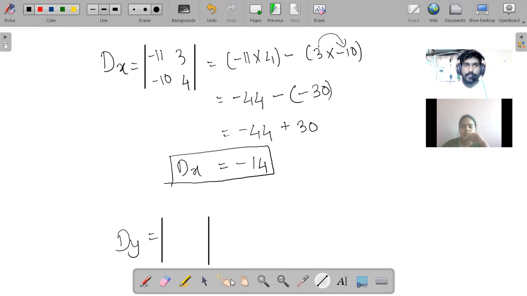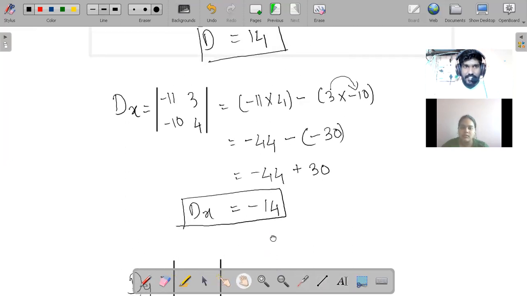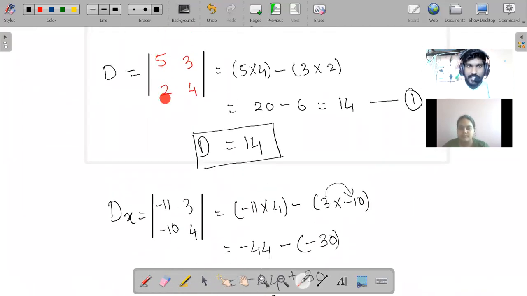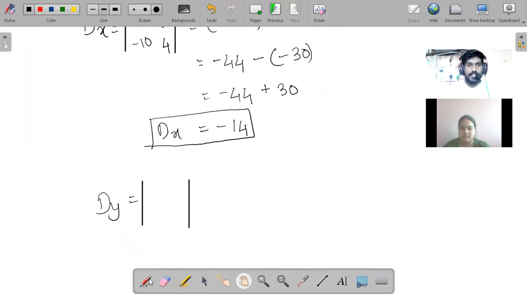Minus 10 upon minus 10 and minus 11. I didn't understand. Minus 11 and minus 10 in the first column. See, for dy, you keep this as it is. Then the coefficients 5 and 2, and in the other column minus 11 and minus 10. Yes, correct. So here 5 and 2, minus 11 and minus 10.